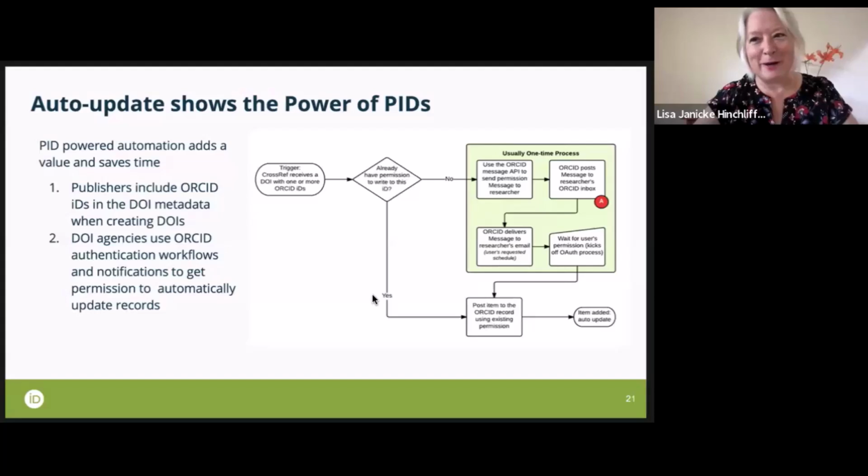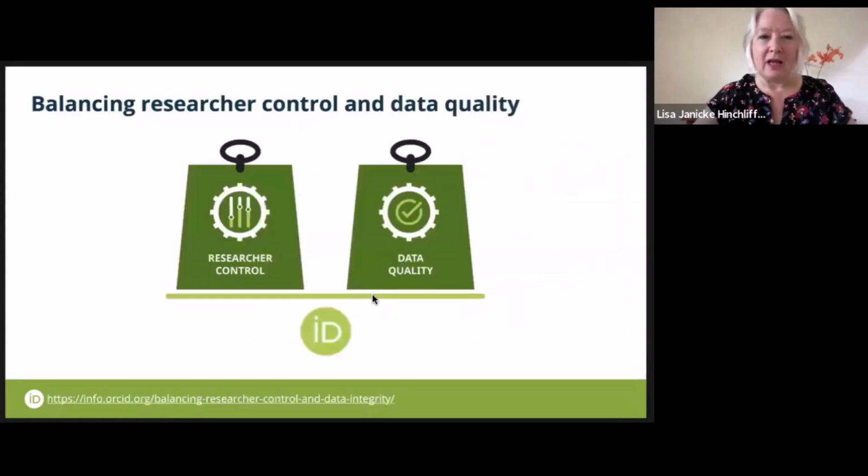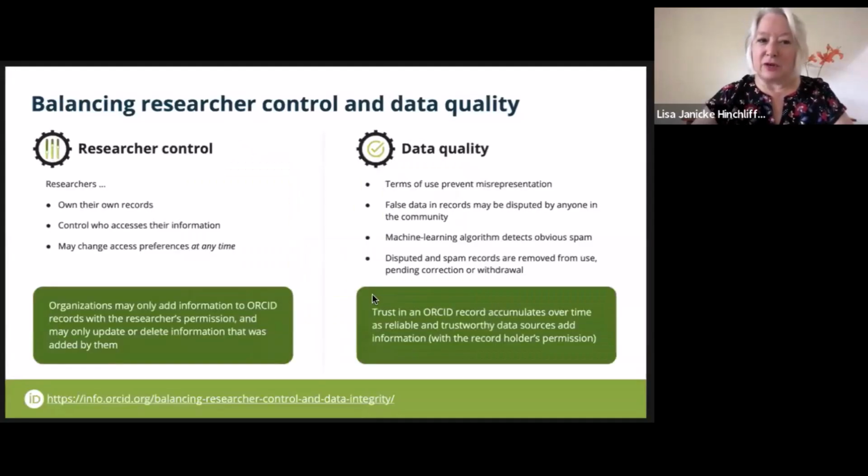And let me be very clear. Most people, once they realize this can happen, are very happy to take advantage of it. Why not let Crossref put your citations onto your record rather than having to manually enter citation information yourself? So really what we're trying to do is balance researcher control and data quality. So we keep the principle of researcher control, but we incentivize practices and behaviors that increase data quality. And again, as I said, most people really value these.